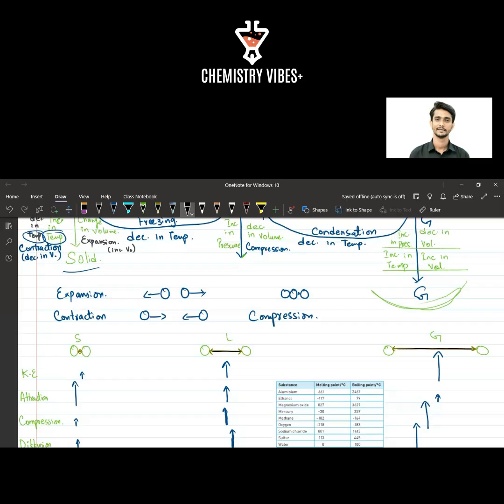Only one. If there are two empty chairs, how many students will adjust? Two. So, on which thing does the adjustment depend? On the number of chairs. The emptiness of the chairs. Yes. So the thing is, diffusion also depends on the intermolecular distance.